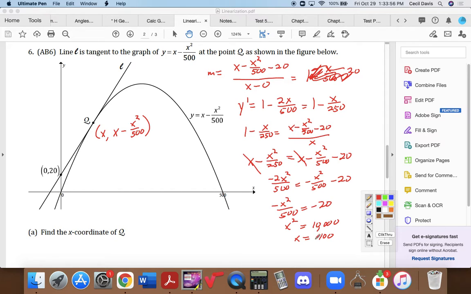Problem is, if you didn't find that, then finding the slope was really hard. You're good from there? Yeah. Okay. Just on the homework in general, you see how before the question says AB6?